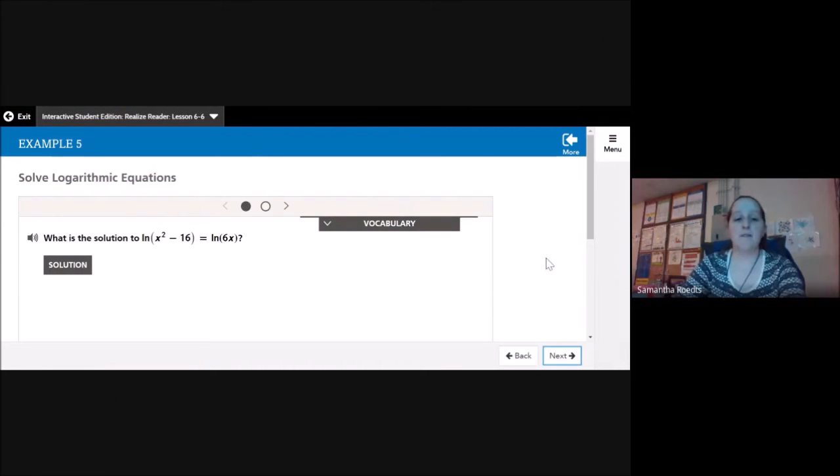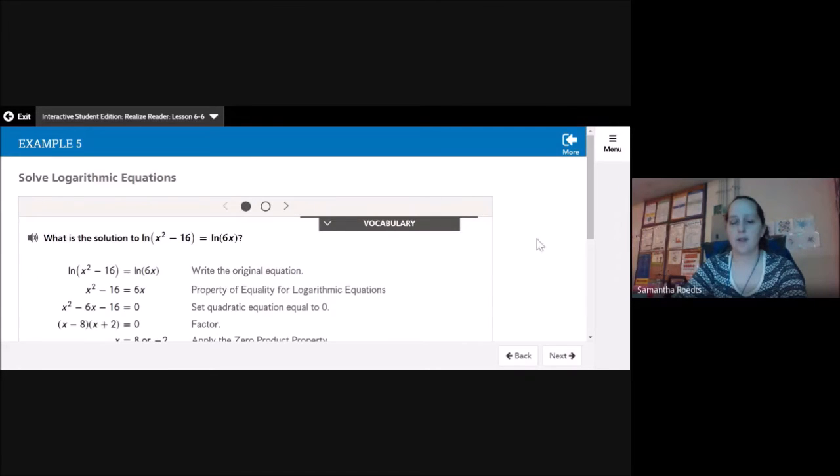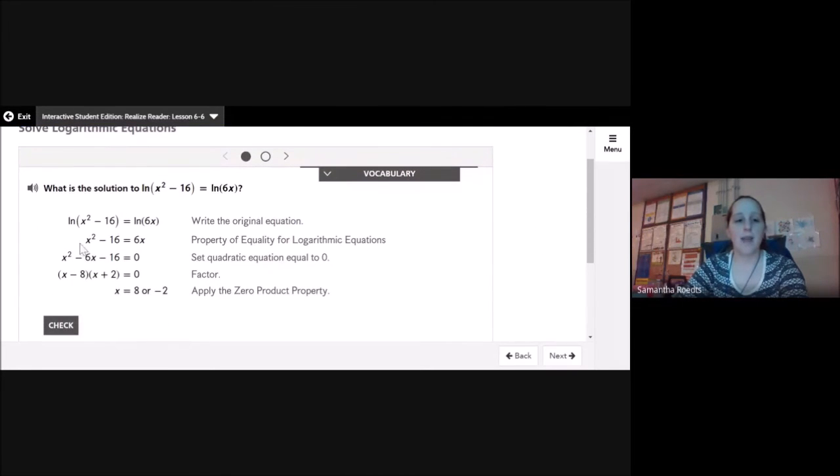All right, example 5, solve logarithmic equations. What is the solution to ln of x squared minus 16 equals ln of 6x? All right, so I rewrote the original equation. Okay, so I can use the property of equality for logarithmic equations, which tells me that they have the same base. So that means x squared minus 16 equals 6x.